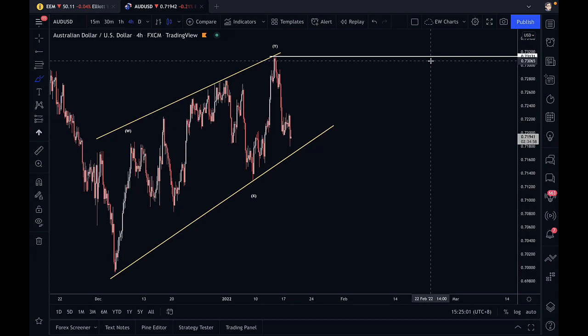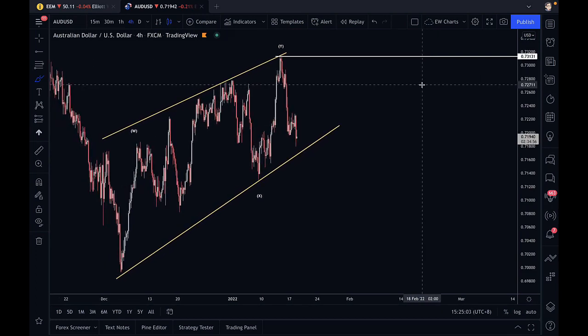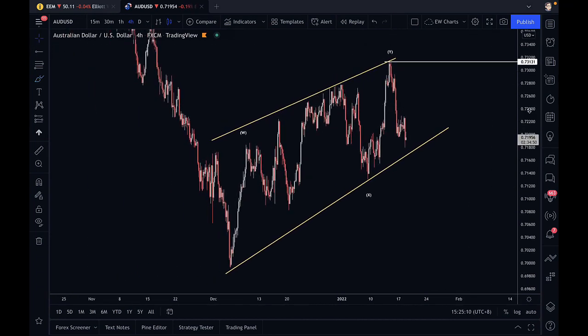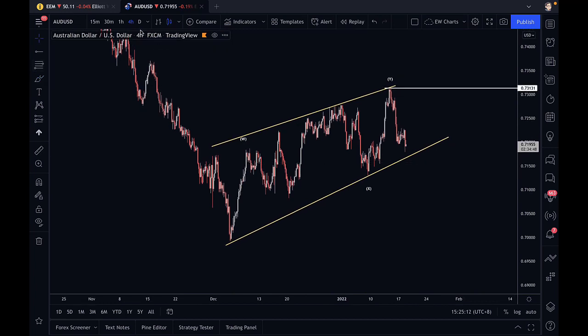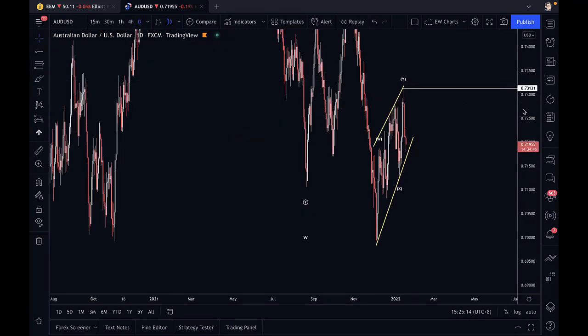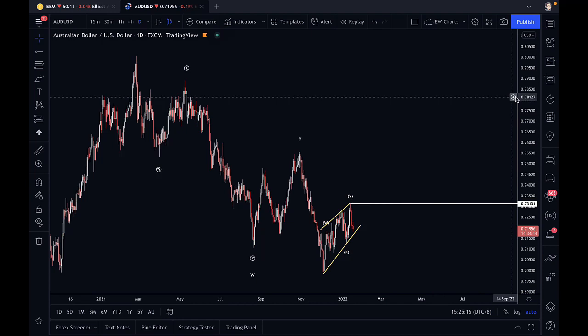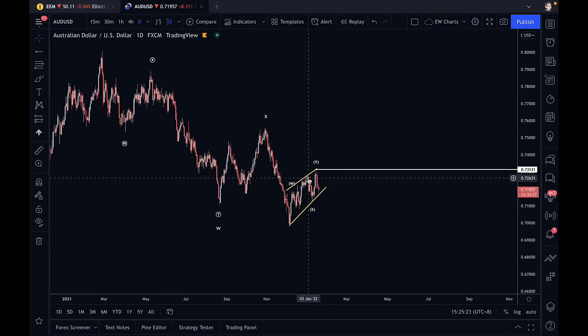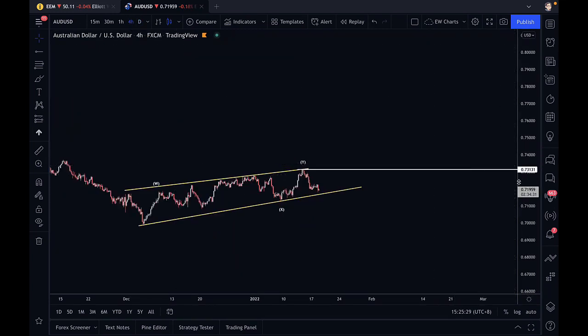Now, Aussie dollar is rather similar to the euro dollar that we spoke about. You can see from a high time frame perspective, if I bring you to the daily, we do have this flag formation. Of course, this looks a little bit smaller compared to the euro, but essentially they are the same pattern. So we have this consolidation, we have this correction, which suggests that downside probability is still higher.